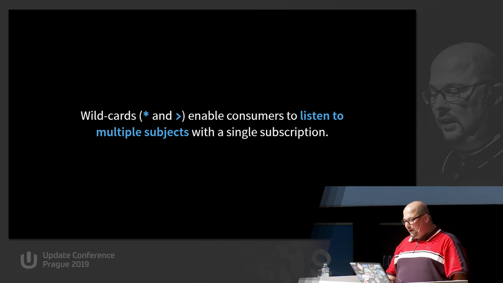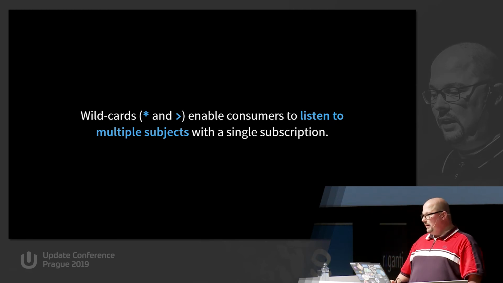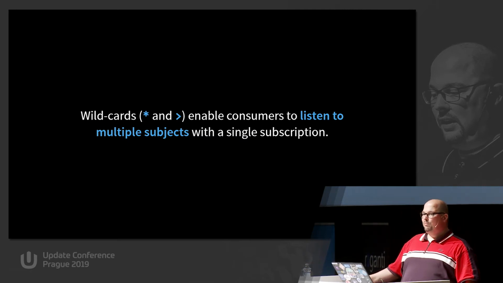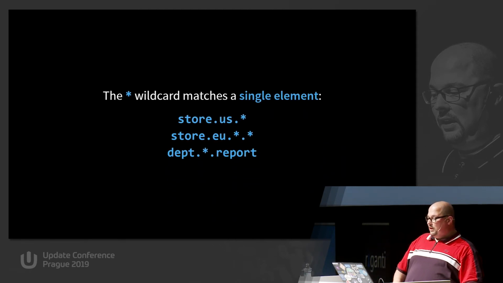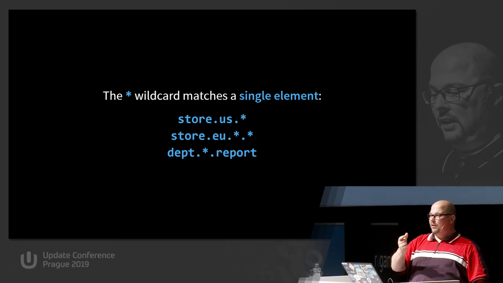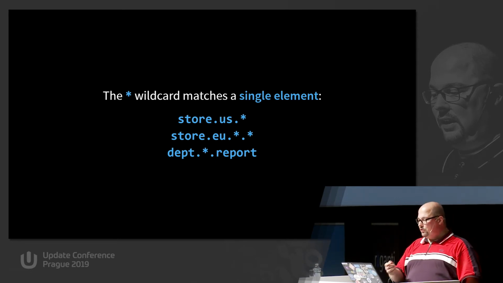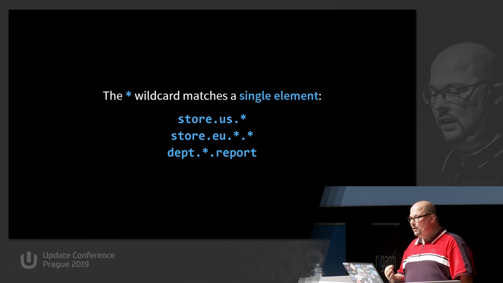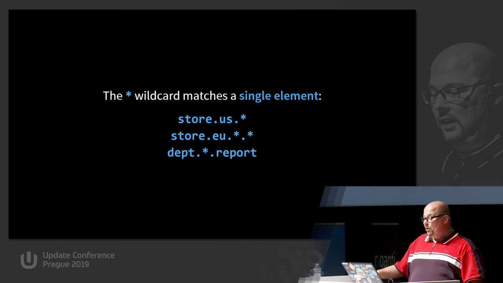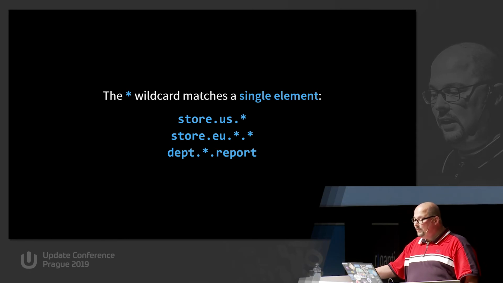But there's a cool thing, you can use wildcards. And this is on the consumer side. So as a consumer, I can listen to multiple subjects at the same time by using these wildcards. And this is pretty handy. And there's one, the asterisk. You can use that to match a single element in this subject hierarchy. So for instance, store.us.star you can use to get all the messages that get sent to a store in the US.